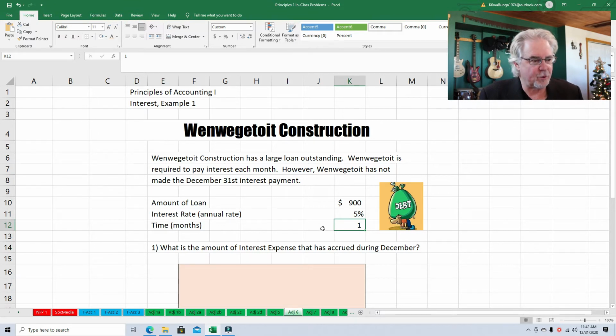The reason that's important is because interest here, the 5%, is based on an annual basis. So we need to get the number of months on an annual basis. That's why the number 12 is important in this case.